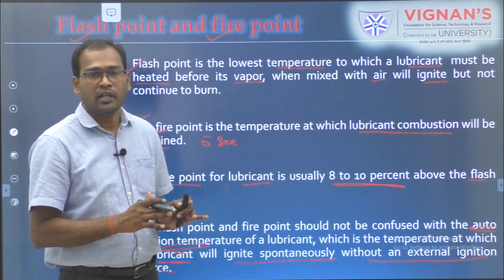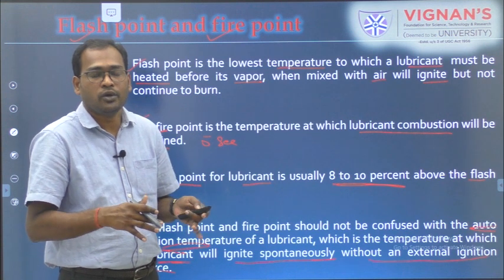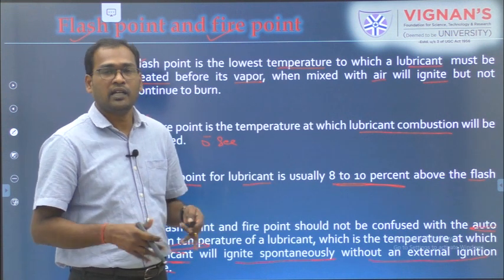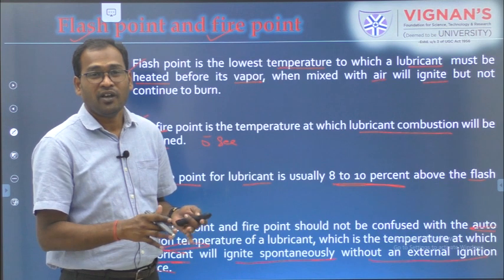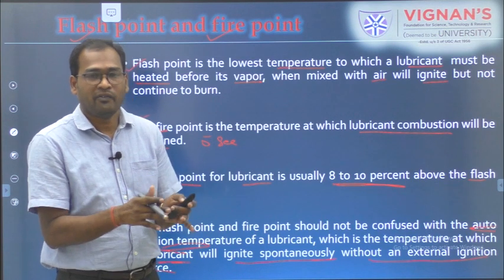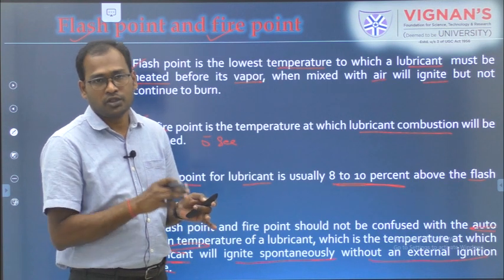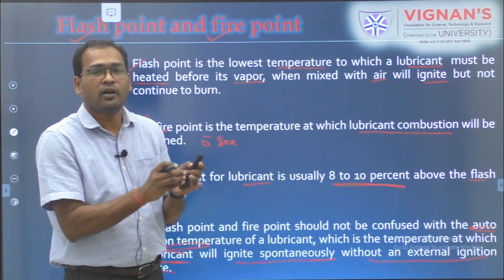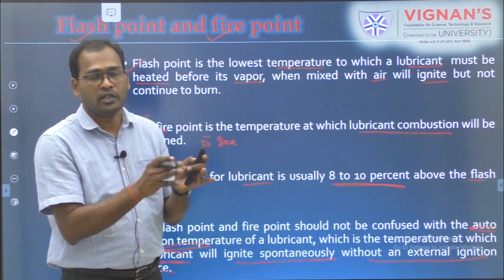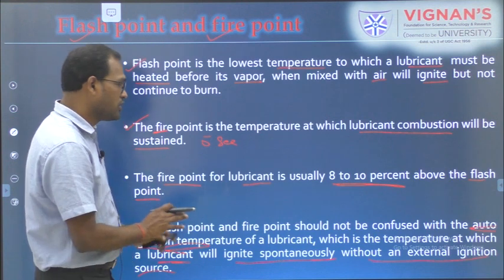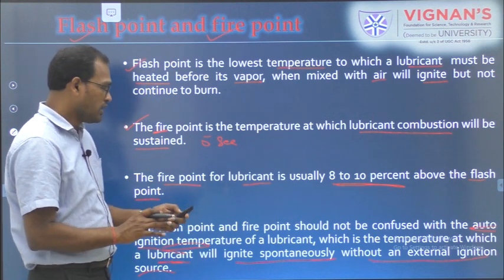So auto ignition doesn't require any external source to get ignited. It ignites on its own without any source, whereas flash point and fire point require an ignition source, and that too for a very fixed time or duration. So we should not confuse them with the auto ignition temperature.